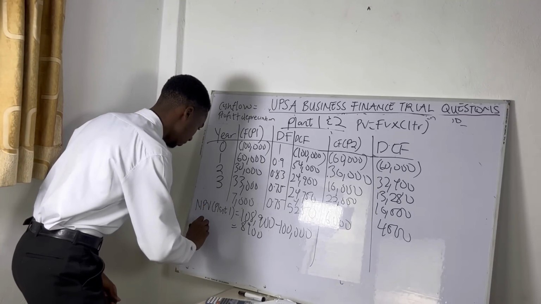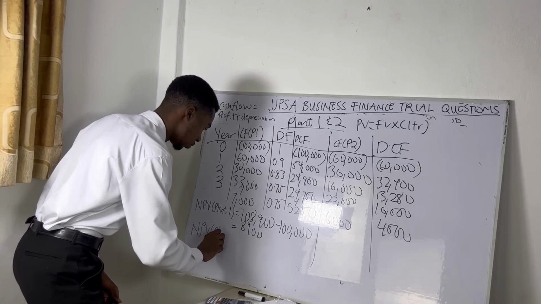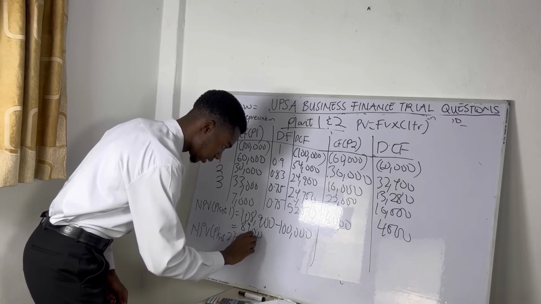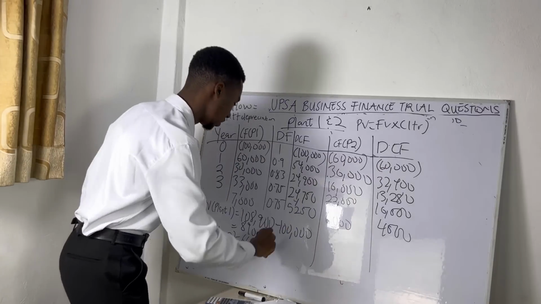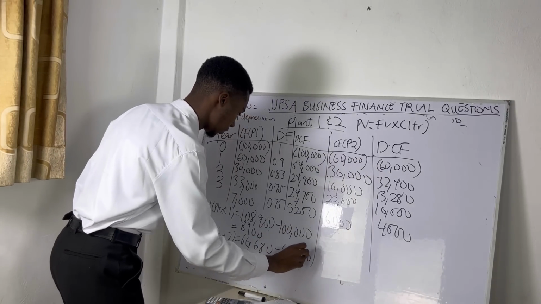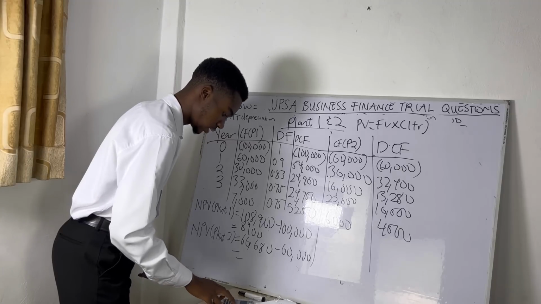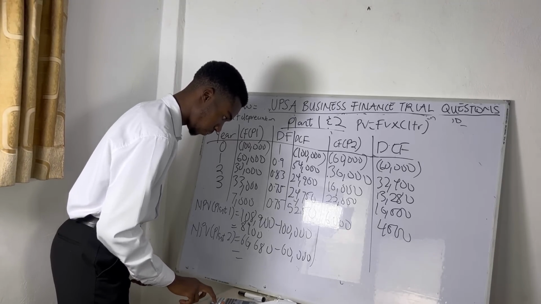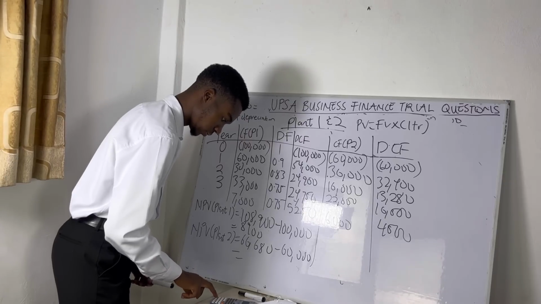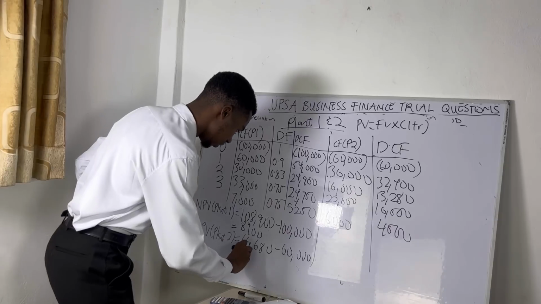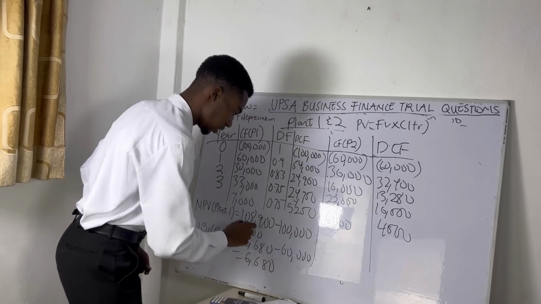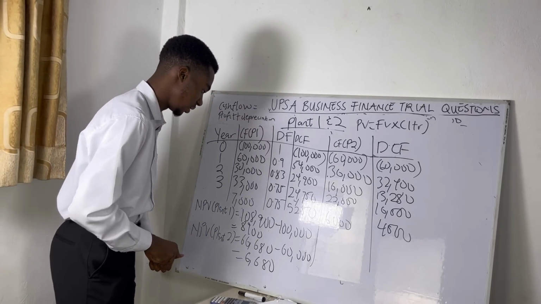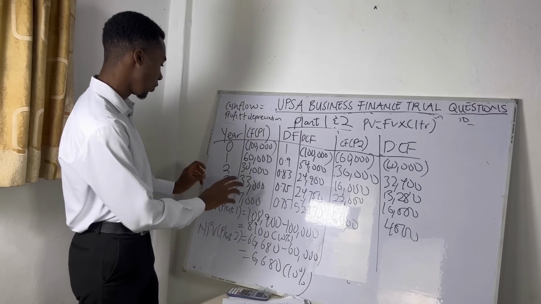So the NPV for plant 2 is equal to 66,680 minus the cost, which is 60,000. When you subtract it, you are getting 6,680 cedis. Yes, it's in cedis. So now we've calculated the net present value for both plant 1 and plant 2.